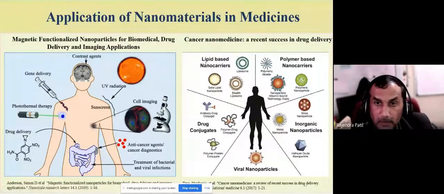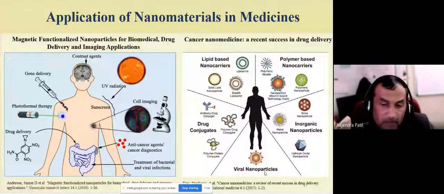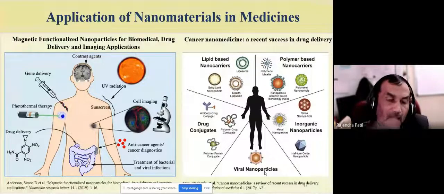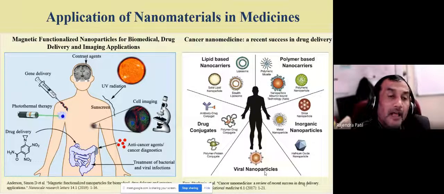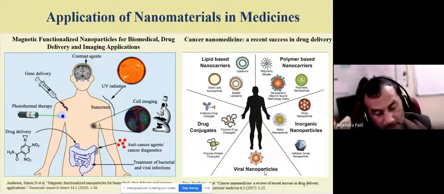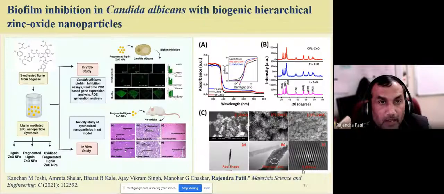So there are lipid-based nanocarriers, polymeric nanocarriers, and viral nanoparticles. As I said, a viral nanoparticle means a capsid, and inside the capsid is a cargo of material. Through that, the cells are targeted. So those are viral nanomaterials.